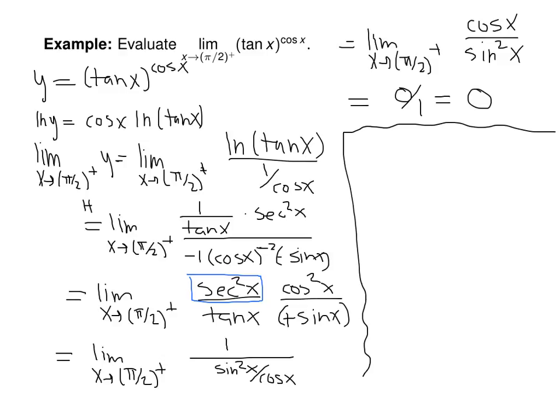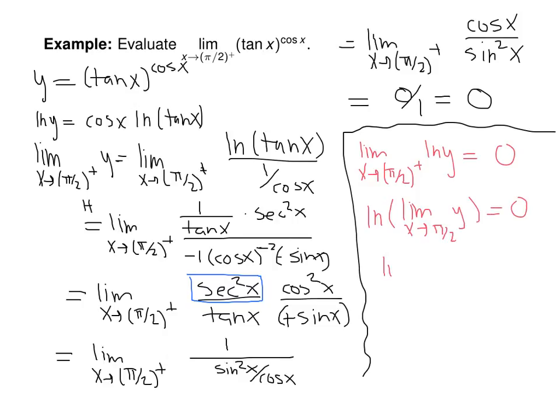And what that tells me is that the limit as x goes to pi over 2 from the right of ln of y is equal to 0. So move the limit inside of the ln: ln of the limit as x goes to pi over 2 of y is equal to 0. Now use e: the limit as x goes to pi over 2 from the right of y is equal to e to the 0, or 1.